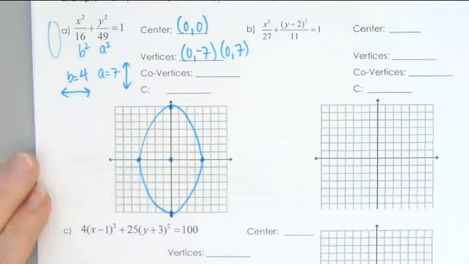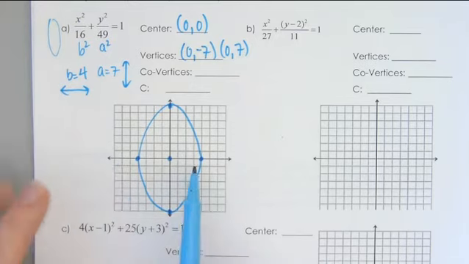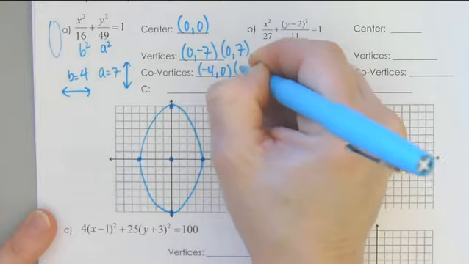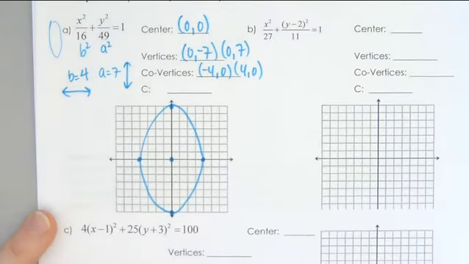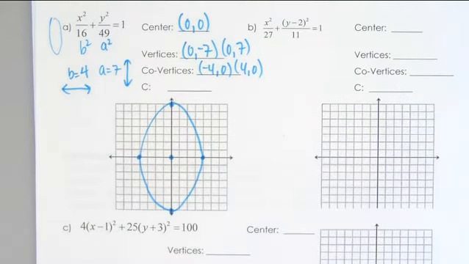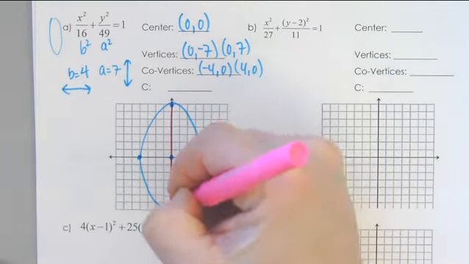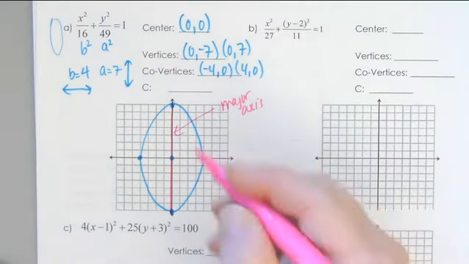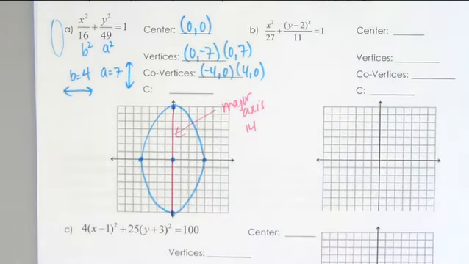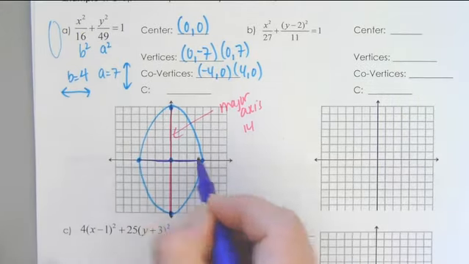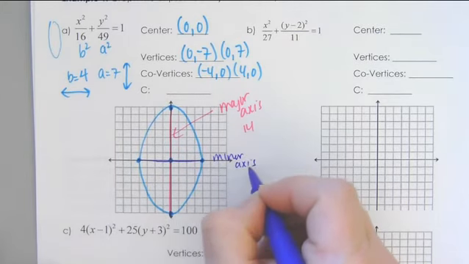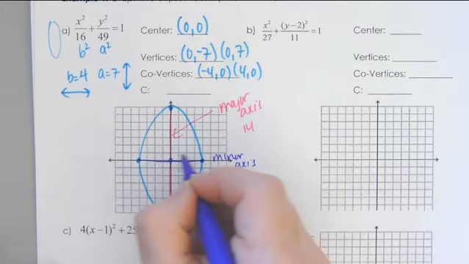My co-vertices are on the minor axis. They're the ones that aren't as far away from the center, and those are at -4, 0 and at +4, 0. So again, this is my major axis, so if I ever ask for it, that's my major axis. And you can actually count how long it is, so that's 14. We will do some word problems that deal with this. The minor axis is the shorter one, so here's the minor axis. And that's 4 plus 4 is 8, so the minor axis is 8 long.